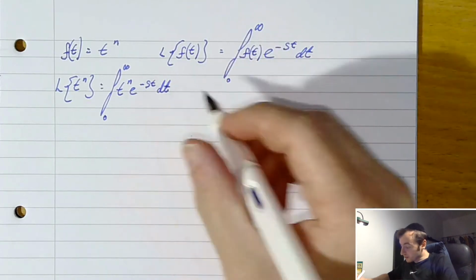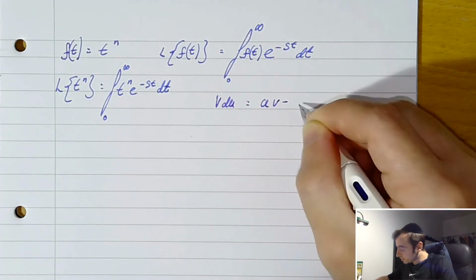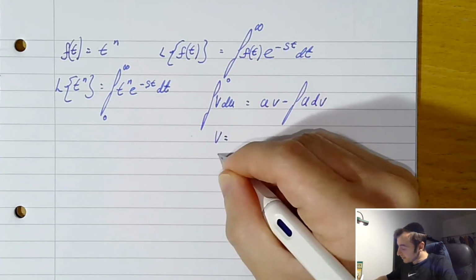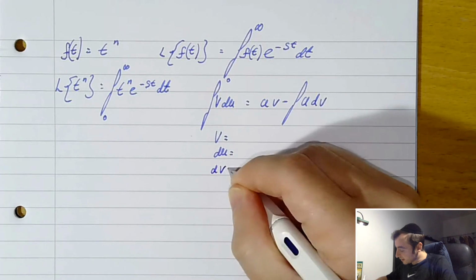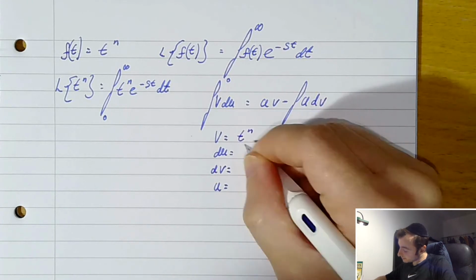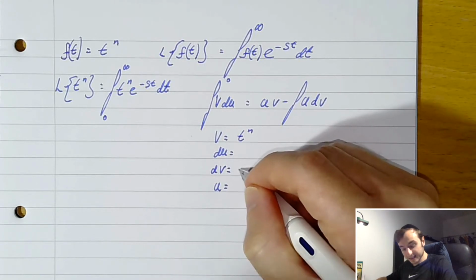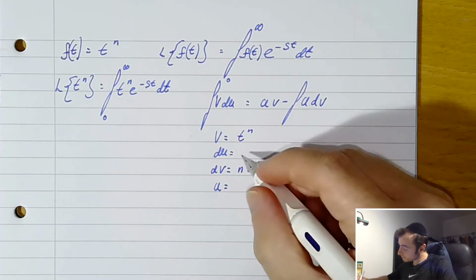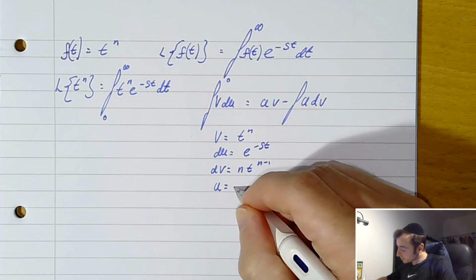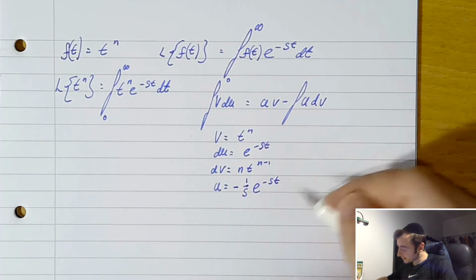So let's use integration by parts to find out what that could be. The integral of u dv equals uv minus the integral of v du. Let's say that we place t to the n as u, and then du by dt is just going to be n t to the n minus 1. dv is going to be e to the minus st. And if we integrate that, we should get minus 1 over s, e to the minus st, if I'm not mistaken. I think that's correct.